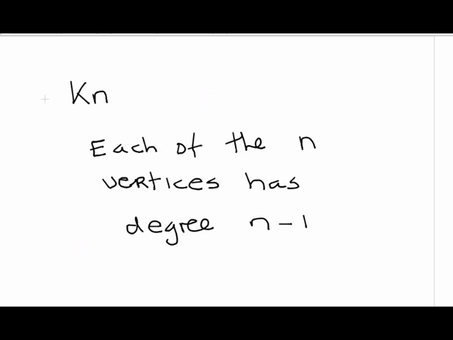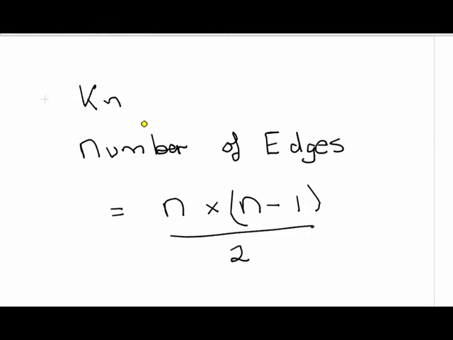Now, the question here is, what is the degree for each vertex of the complete graph Kn? It has n minus 1. If there's n vertices, for each vertex there's n minus 1 other vertices, and it has to have an edge connecting each of them. So the degree is n minus 1. And what does that mean for the number of edges? It's n times n minus 1 over 2.